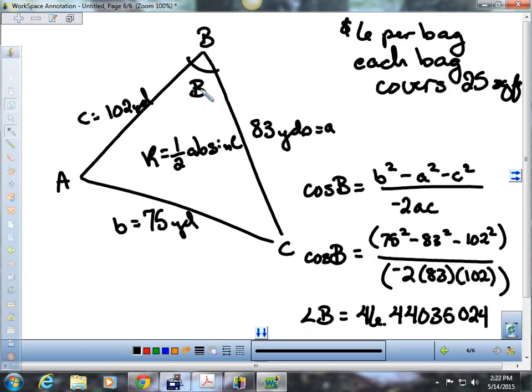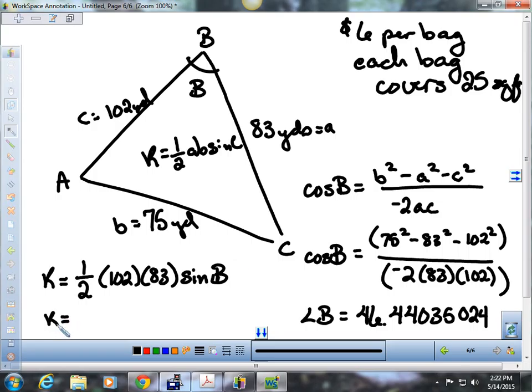Now can I find the area? Yes. Now I can come back and say my area is equal to 1/2. What are the two sides that surround angle B? Yes, 102 and 83. So 102, 83, sine for area, and we want to use the angle B that we just stored. Half of 102 is 51, so I'm just going to type in 51 times 83 times sine B.